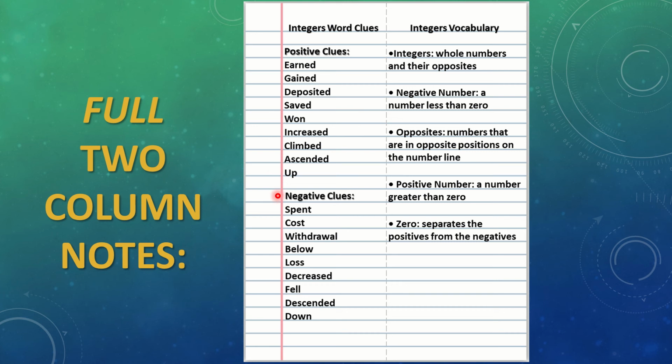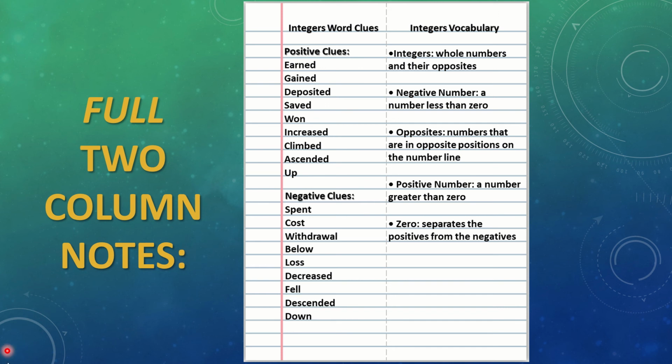Now let's talk about some negative clues. Spent, cost, withdrawal, and withdrawal may be a new word for you. You may not have heard someone talk about they withdrew something. Well, that means you have some money in an account and you take some of it out. Below, loss, decreased, fell, descended, which is a fancy word for down.